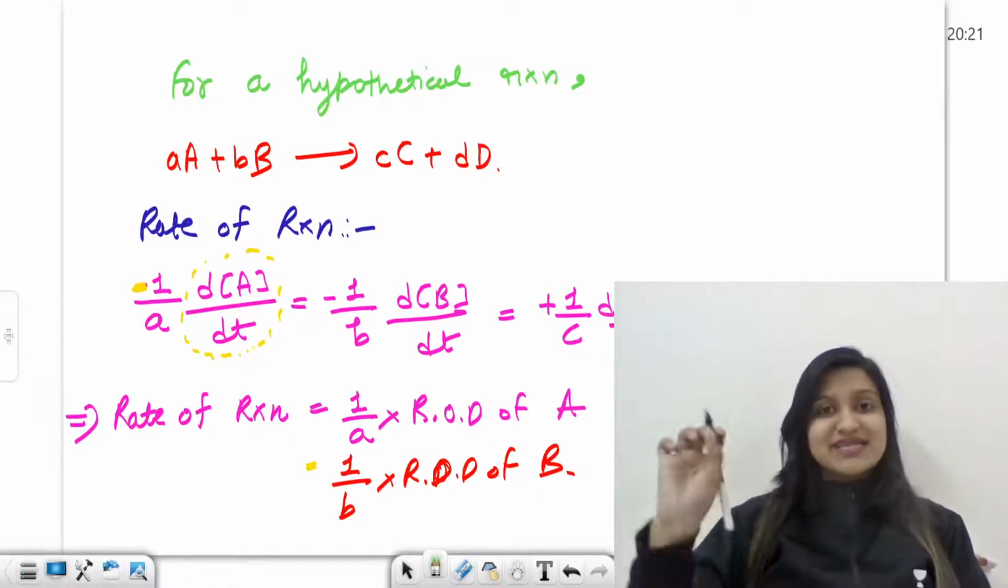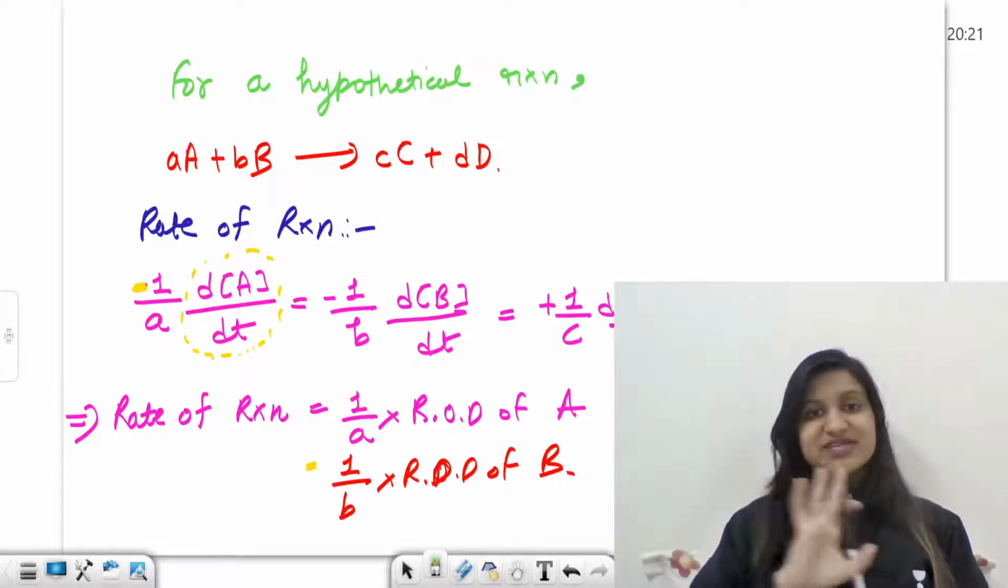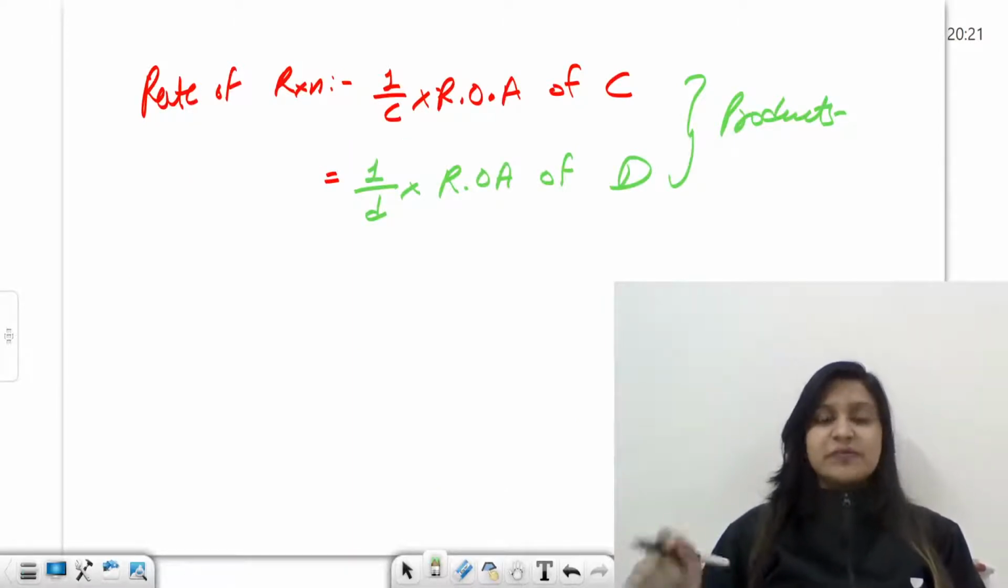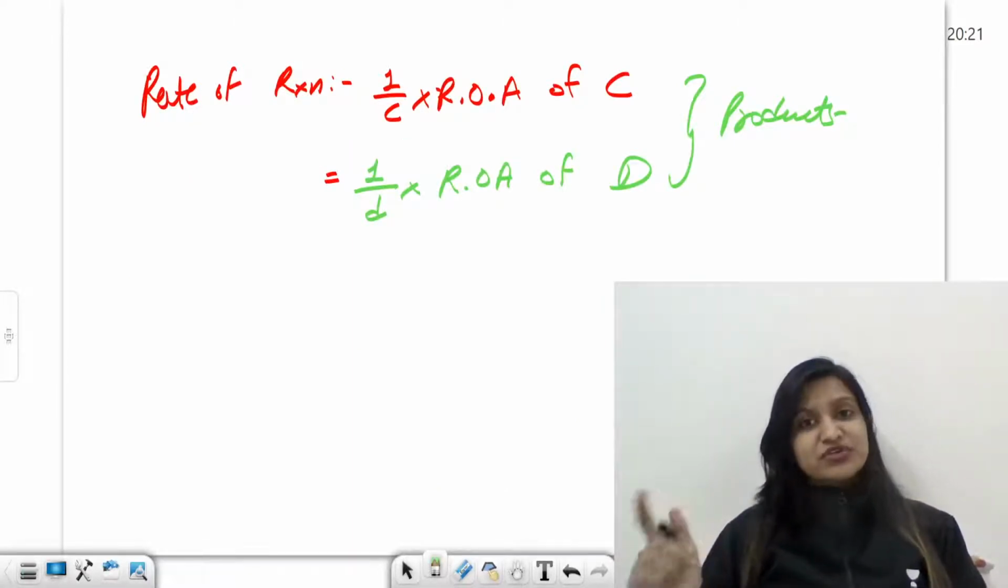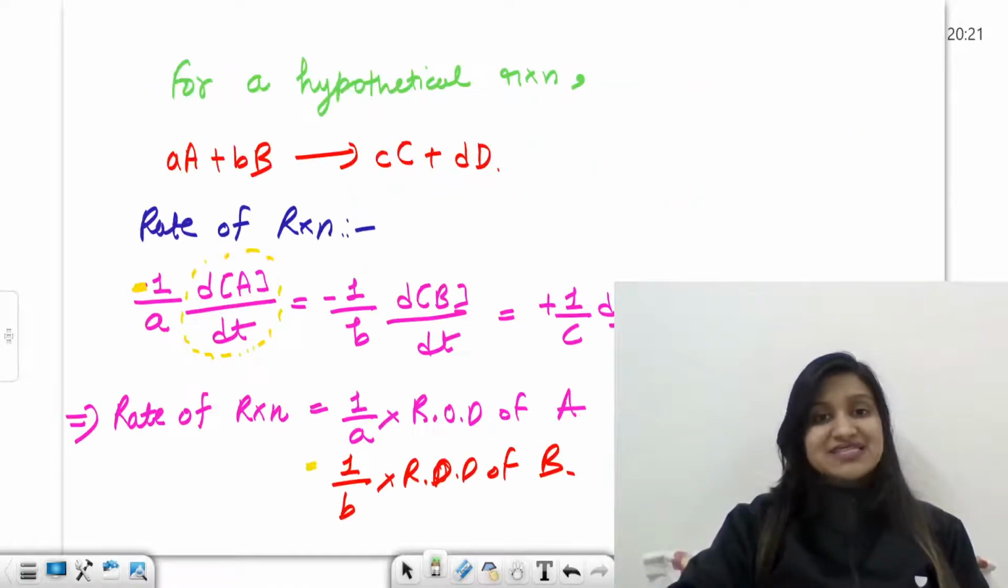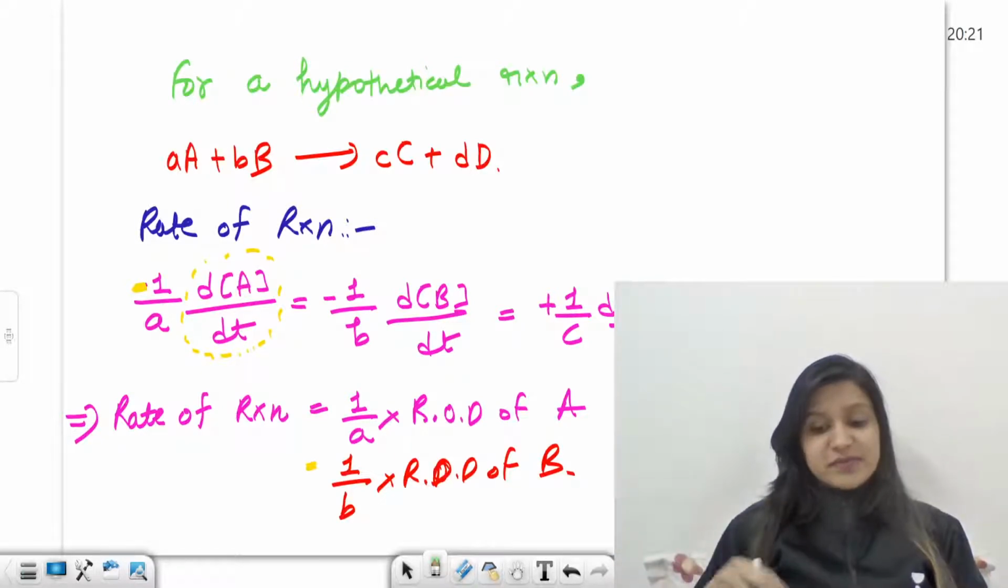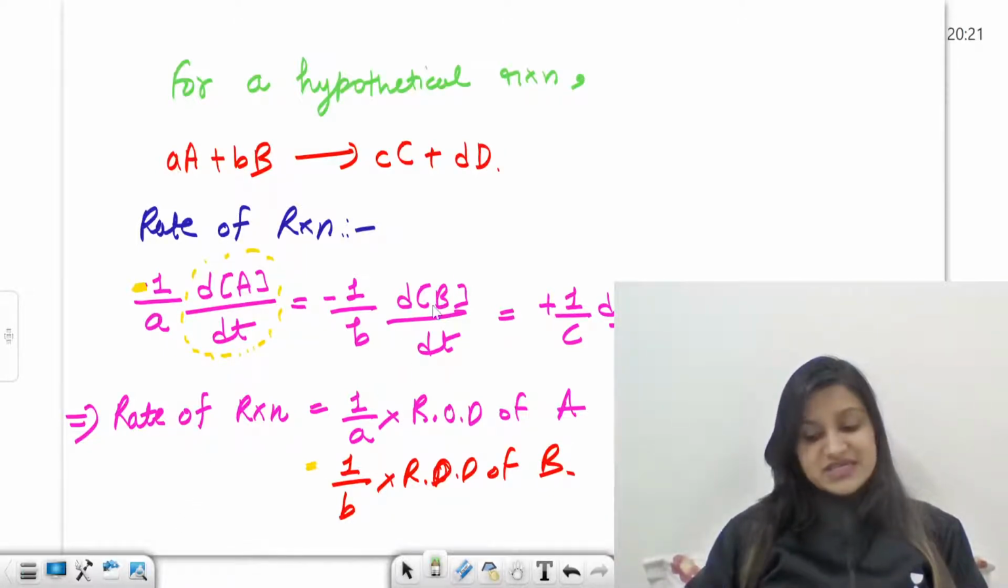So I guess that this is clear to you right now. There is no issue till now. What is the relationship between rate of appearance or disappearance and the rate of the reaction? If somebody asks you what is the relationship between the rate of disappearance of A and the rate of disappearance of B, how do you say that? You can say that minus dA by dt will be equal to minus of A by B dB by dt. So that's how you say.